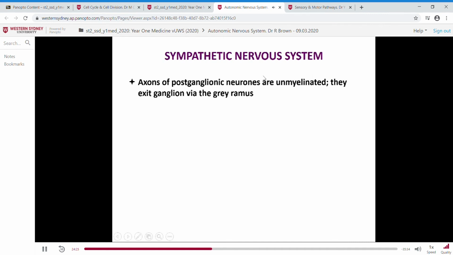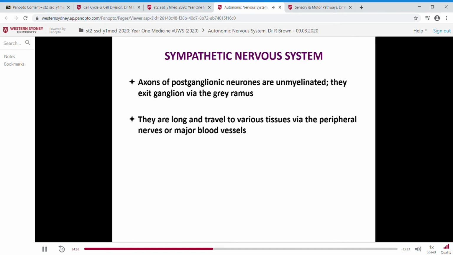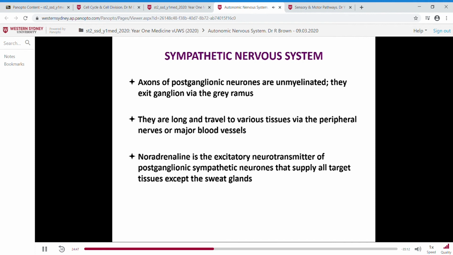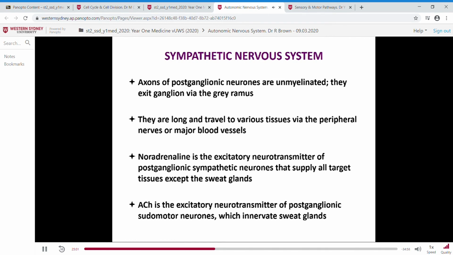So the axons of the postganglionic neurons are unmyelinated, so they exit ganglia via the grey ramus. So we've already said that the white ramus is white because it's myelinated, which moves the nerve fibres along much quicker. They are long and travel to various tissues via the peripheral nerves or major blood vessels. So you saw that it's a shorter preganglionic and a longer postganglionic. And noradrenaline is the excitatory neurotransmitter of postganglionic sympathetic neurons that supply all the target tissues except for the sweat glands. In that case, it's acetylcholine, okay?